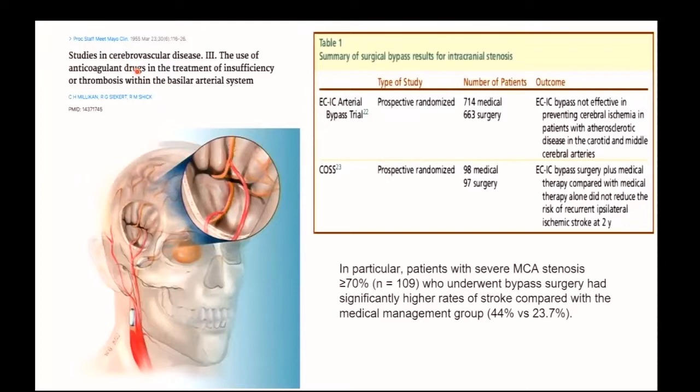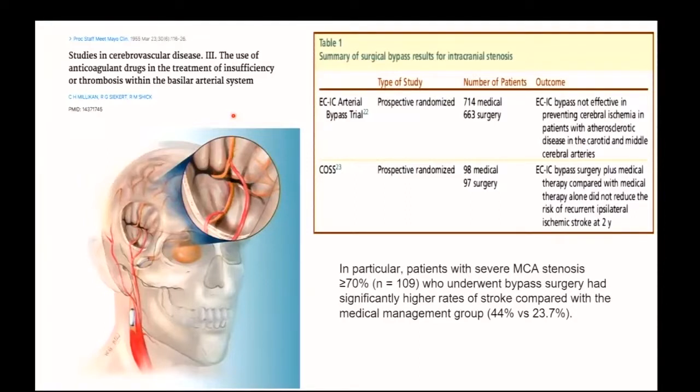In 1955, with the invention of warfarin, which was a mere accident like most of the great drugs, we started to see reports in the literature about anticoagulating these patients. Studies in cerebrovascular disease, the use of anticoagulant drugs in treatment of insufficiency or thrombosis within the basilar artery. They used warfarin in this paper for basilar stenosis, and they were happy with it. But things were very different 30, 40 years ago.